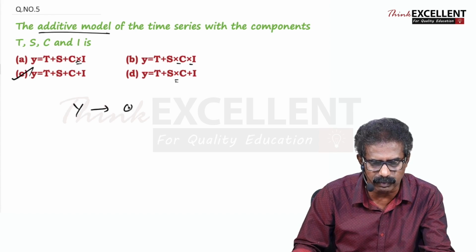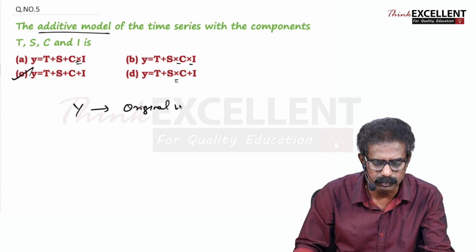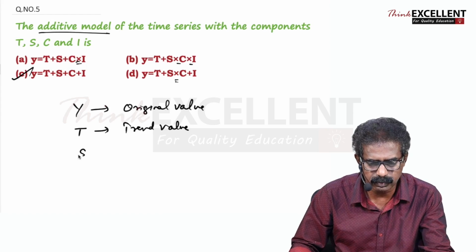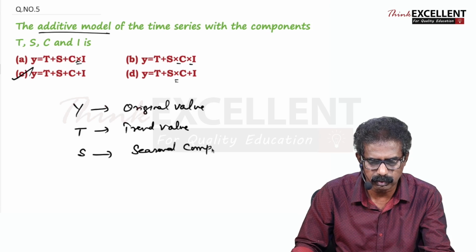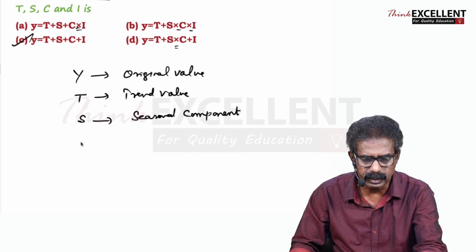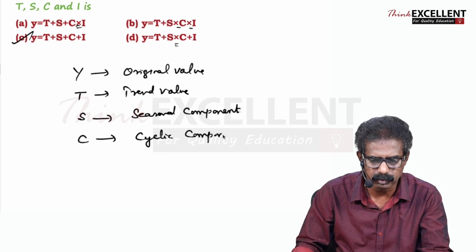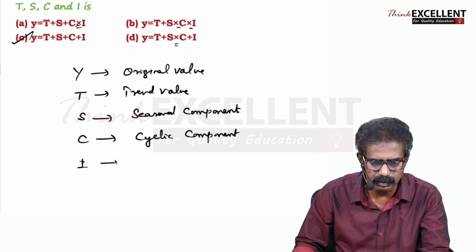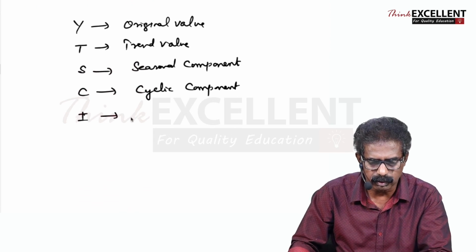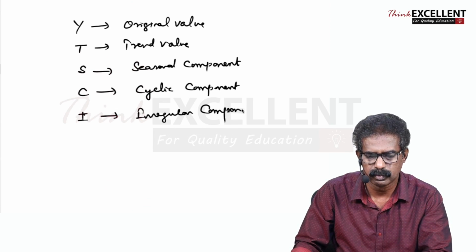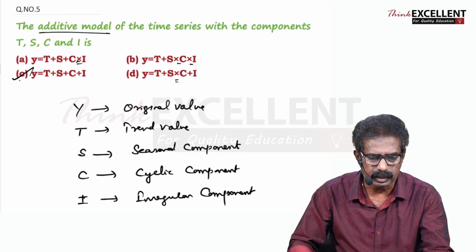Y stands for original value. Then T, trend value. S is seasonal component. Then C is cyclic component. And I is irregular component. So your correct answer is C.